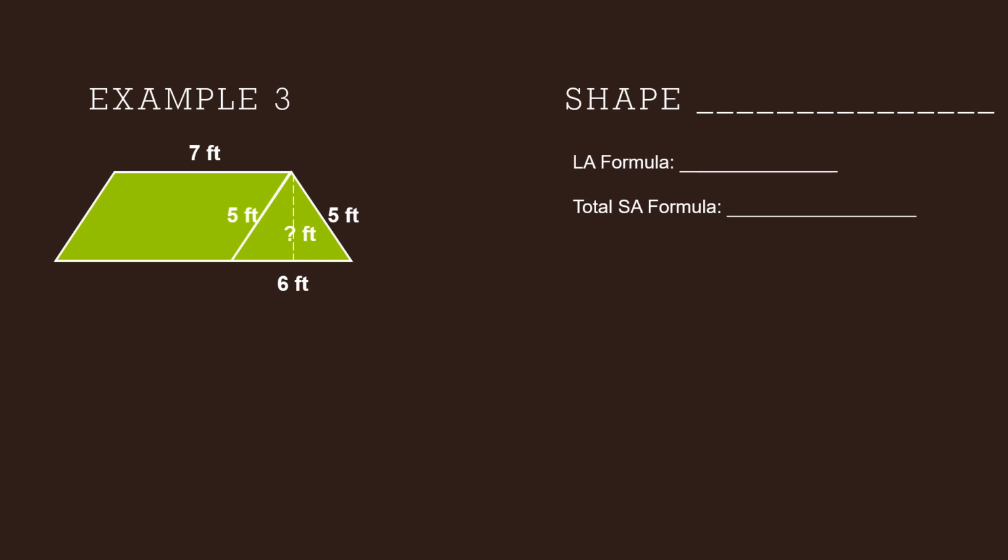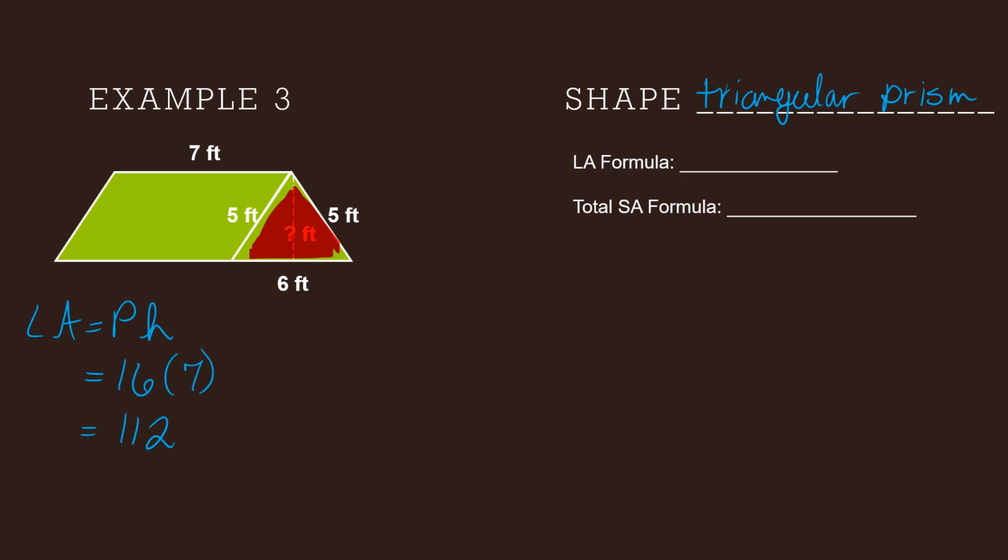Here's our next shape. This is a triangular prism. Formulas are still the same. Lateral area. So this time my base is this triangle. Oh, you can't see that. This is my base. So the perimeter of that is 16. The height is 7, which gives me 112 for my lateral area.